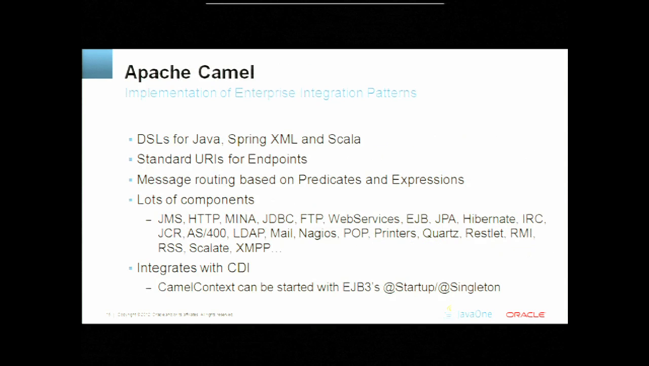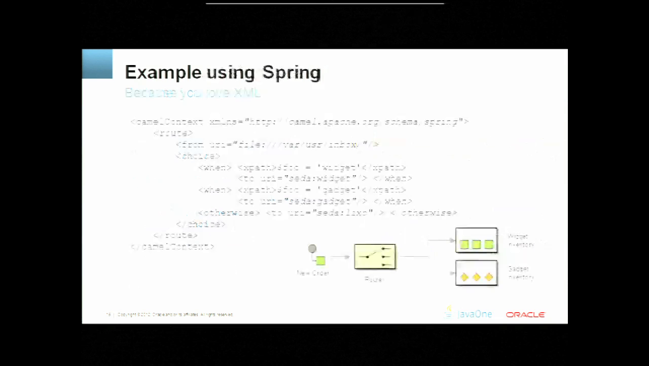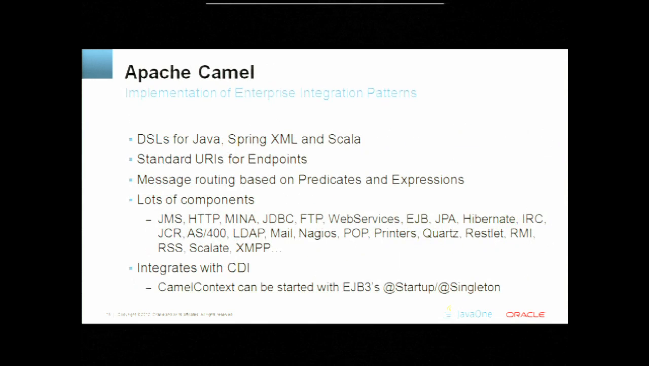So what else about Camel? Like I said, we have DSL for Java, Spring XML, and Scala. Camel provides a standard URI for endpoints. So we will always see endpoints like this: direct, colon, and some name. Or more specific, file, which calls the file component, and then some path. The first part of the URI is the scheme, which connects to the component that is able to deal with that URI.